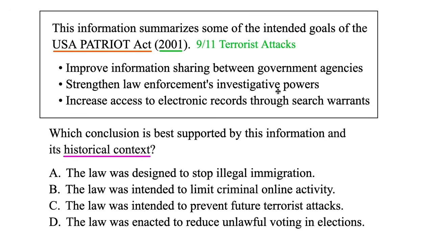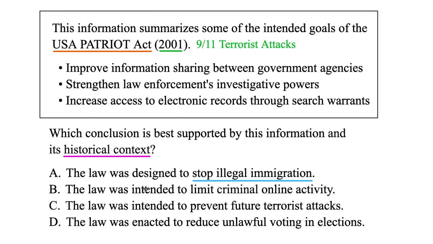So even if we're not sure what they're talking about exactly, we do know the historical context, so we could answer which conclusion is best supported by this information and its historical context. The first one, the law was designed to stop illegal immigration. Well, they don't talk about immigration happening, and again, we know that's probably not the most important thing here, so it's probably not the first one.